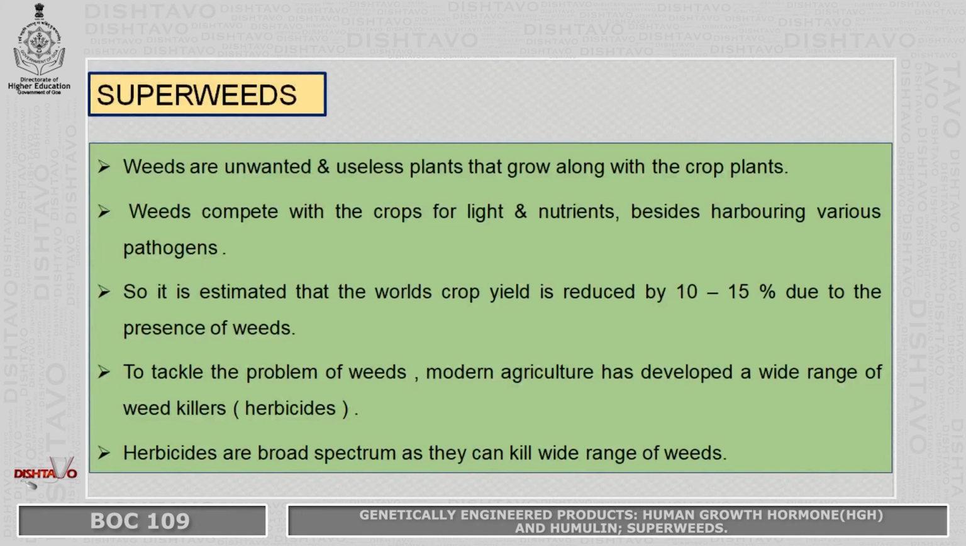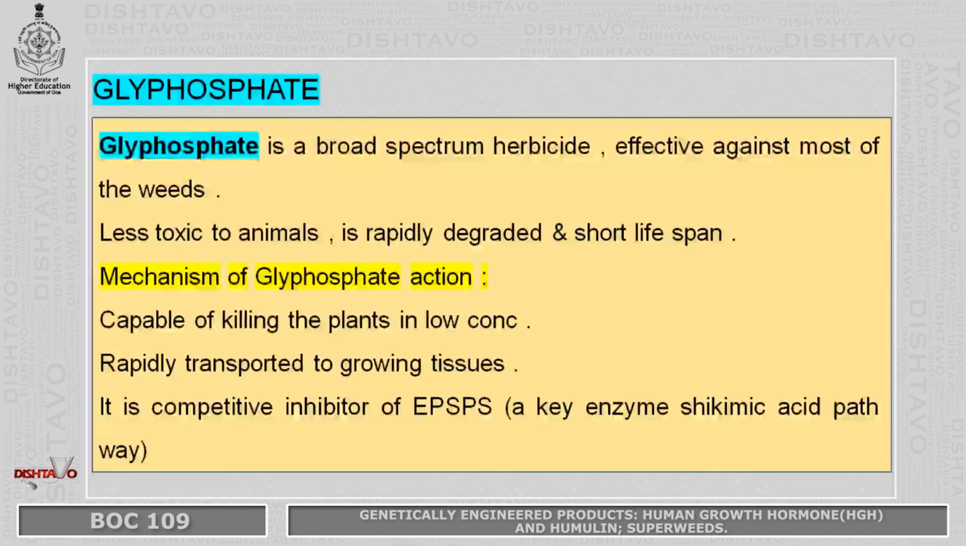To tackle the problem of weeds, modern agriculture has developed a wide range of weed killers, which we call herbicides. Herbicides are broad spectrum as they can kill a wide range of weeds. We have a broad spectrum herbicide called glyphosate, which is effectively used against many weeds. This is used because it is less toxic to animals, is rapidly degraded in the soil, and has a very short lifespan. What is the mechanism of action of glyphosate?